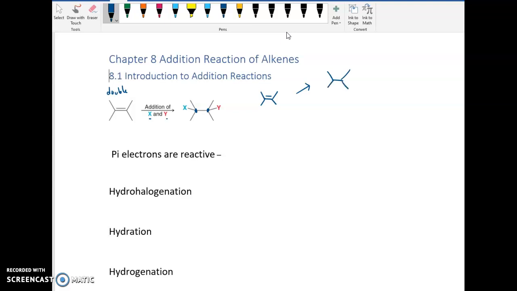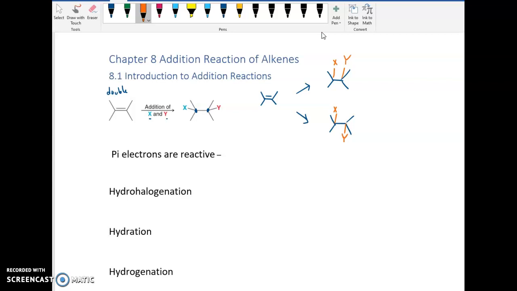This is our original framework. We can add both of them to the top, or we can add one to the top and one to the bottom.